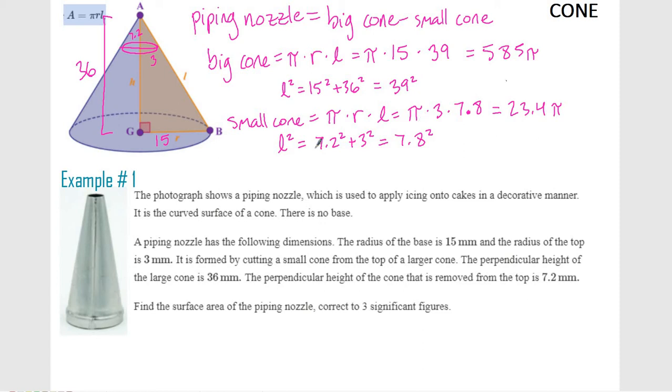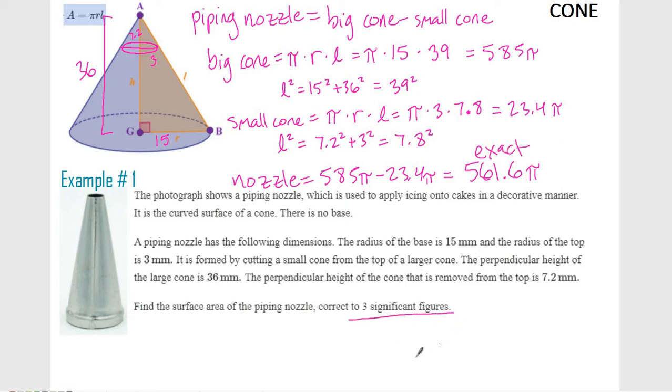And so now our nozzle is 585 pi minus 23.4 pi. So in the exact sense, it is 561.6 pi. So this is the exact answer, but it asked for it correct to 3 significant figures.